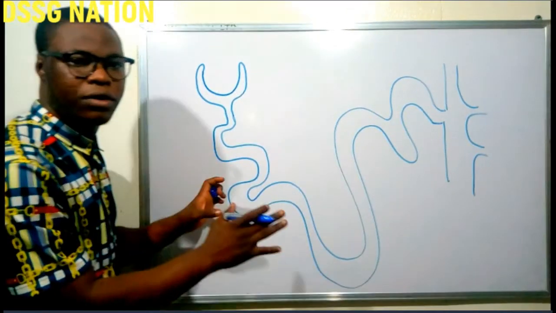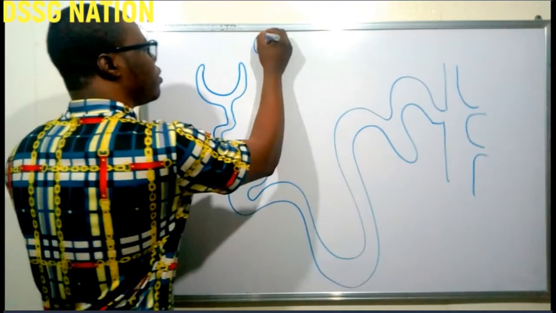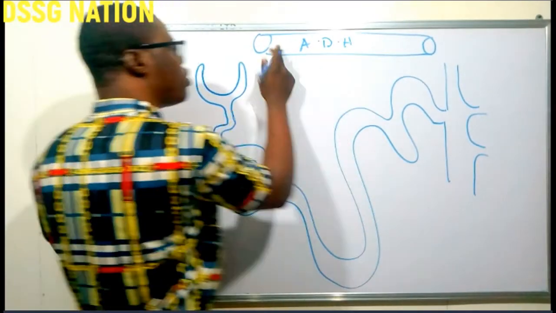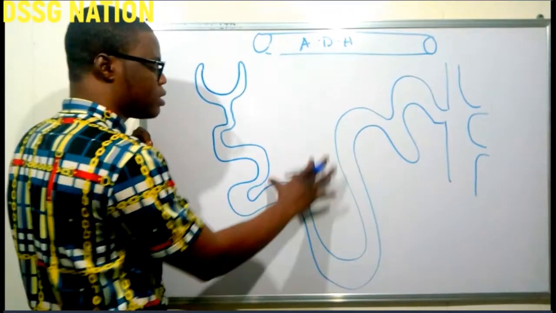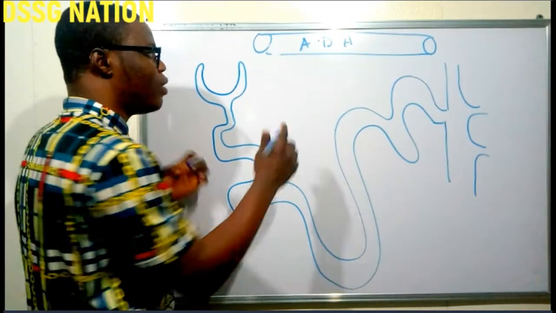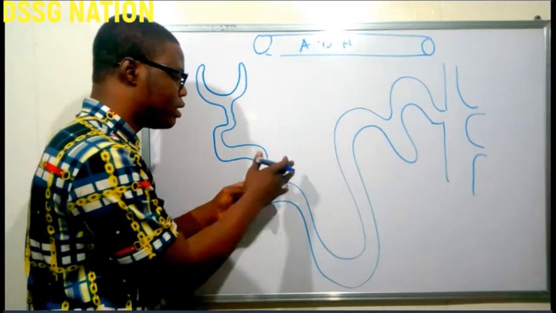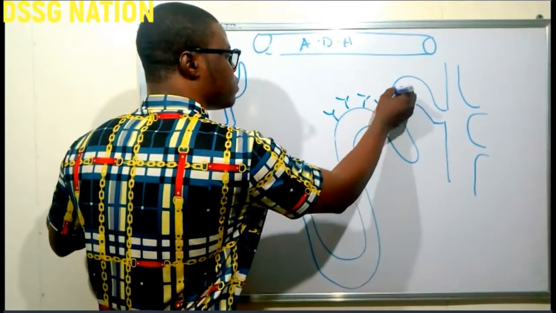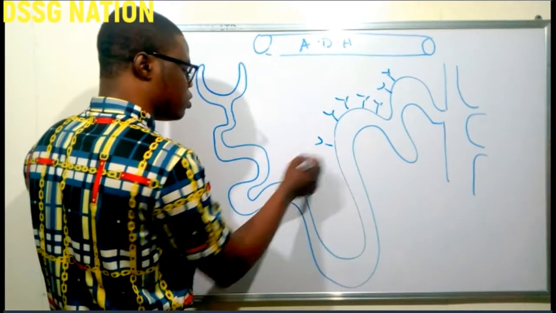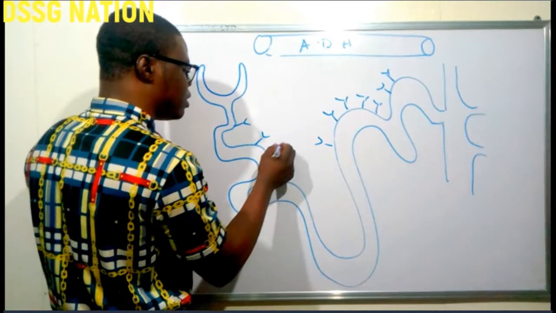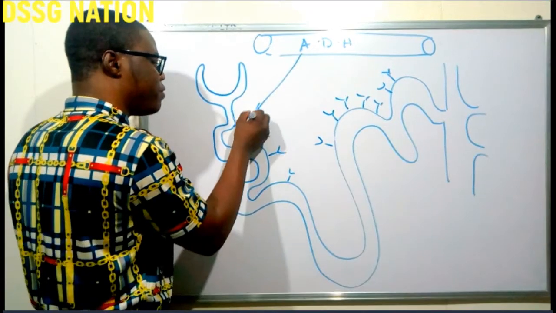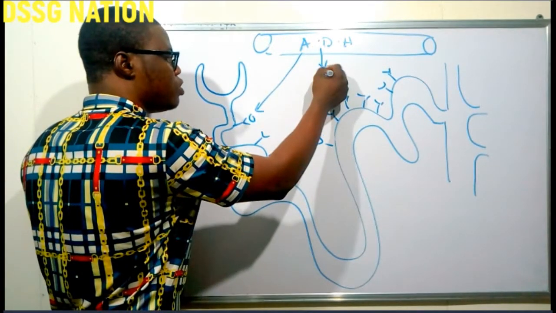So we said this is the nephron. Now, when ADH is released by the brain into the blood, it is going to circulate to the kidney. And then what is the function of this ADH on the nephron? Now, the nephron has some kind of receptors on it. The function of these receptors is to allow for the binding of ADH. So the ADH is going to bind on these receptors.